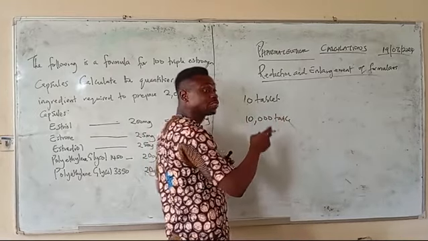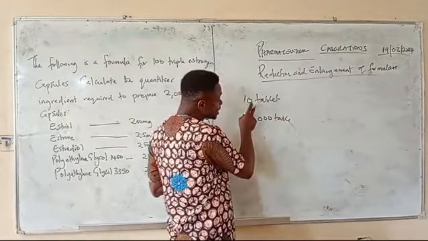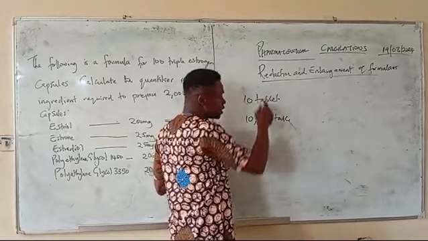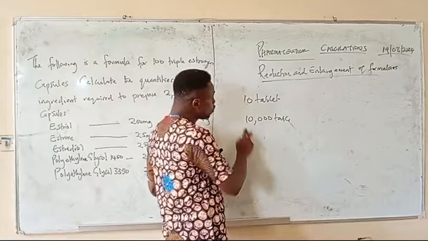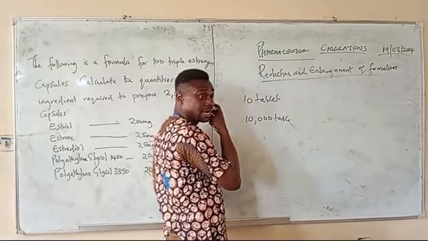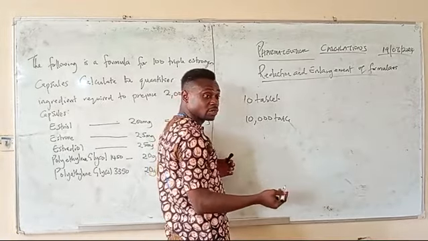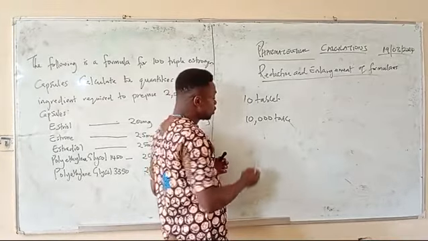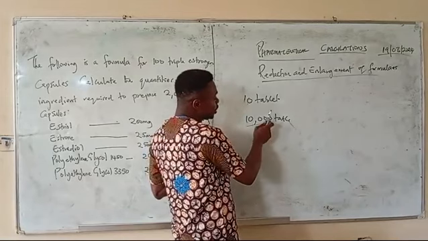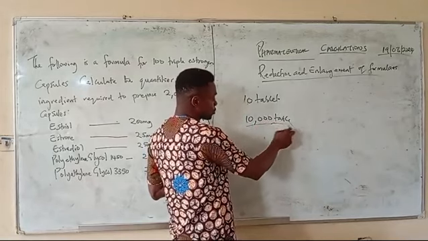But the ingredient you have in the formula can only produce 10 tablets. You need to enlarge the formula so you can produce 10,000 tablets. And how will you do that? You look for what is called your enlargement factor.